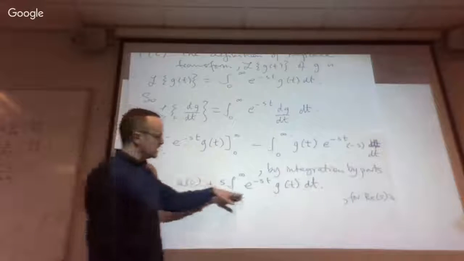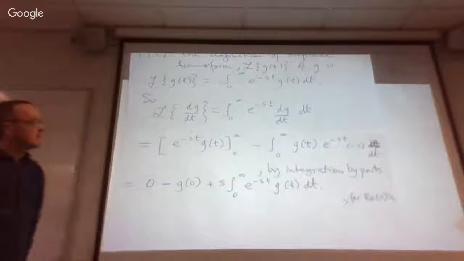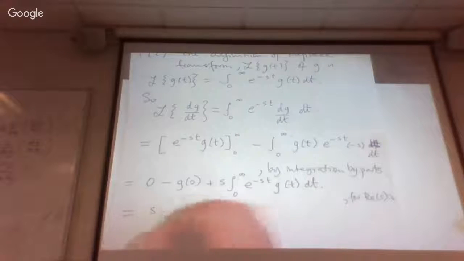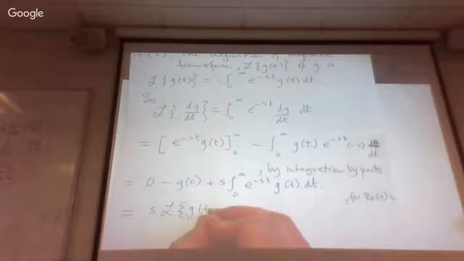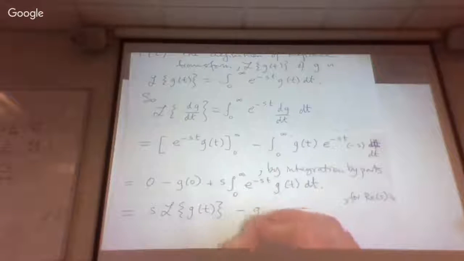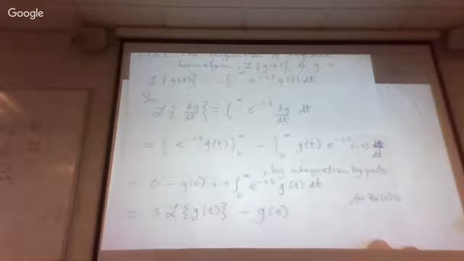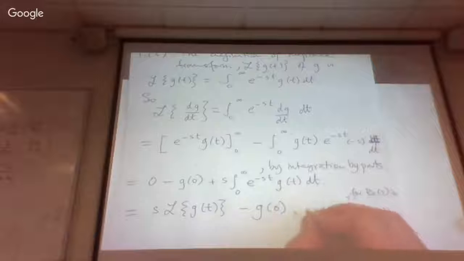So this integral now, you see, is exactly the definition of the Laplace transform of g. So we may as well reorder it so it's written as it is in the result. This is s times the Laplace transform of g of t minus the initial value of g, minus g of 0. As required, that's what we were asked to do.